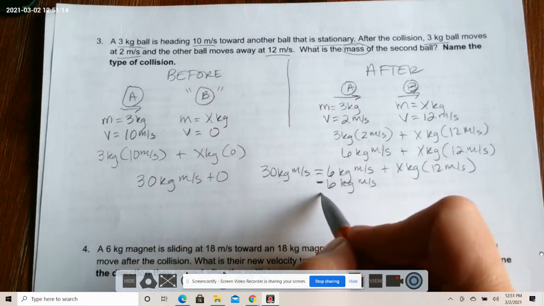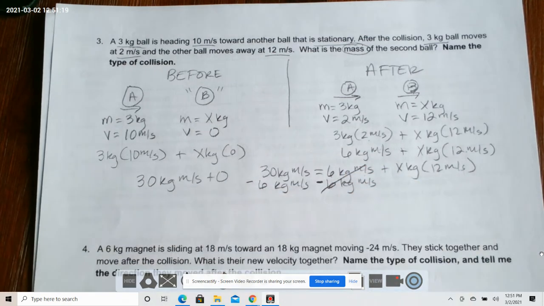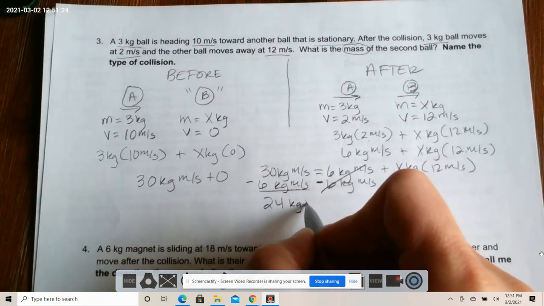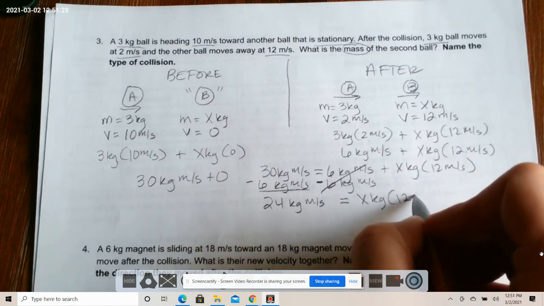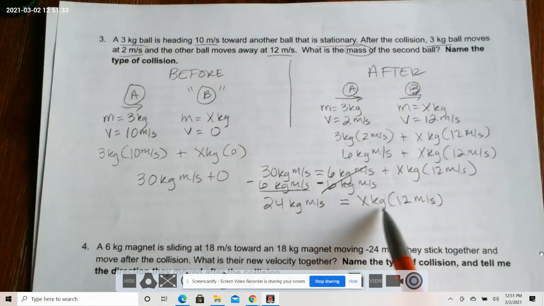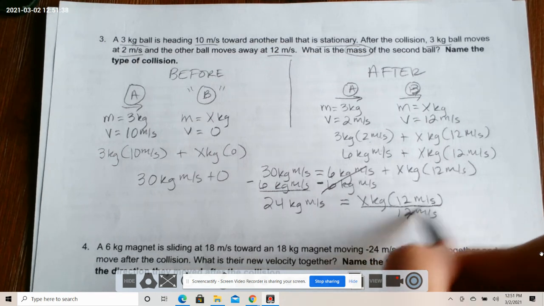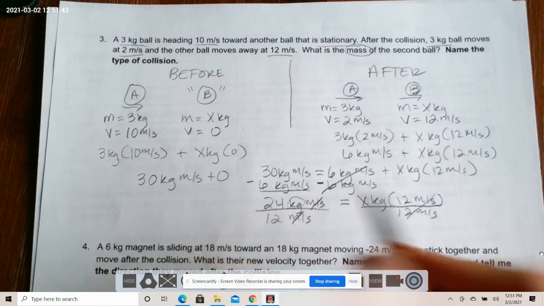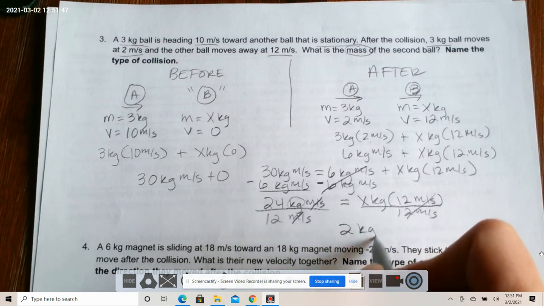So that cancels, which also means we need to subtract 6 kilograms meters per second here. So 30 minus 6 is 24 kilograms meters per second equals, we still have our X kilograms times our 12 meters per second to deal with. Okay, now we need to get rid of the 12 to get X by itself. I have to divide it out. So meters per second cancel, leaving me with kilograms. That's what I'm looking for. 24 divided by 12 is 2 kilograms.